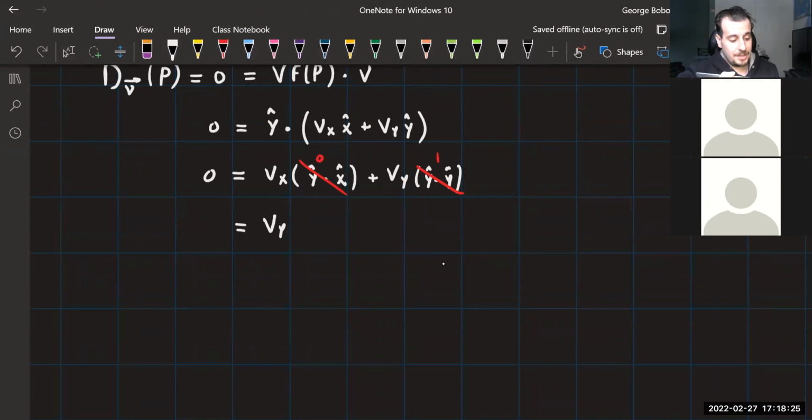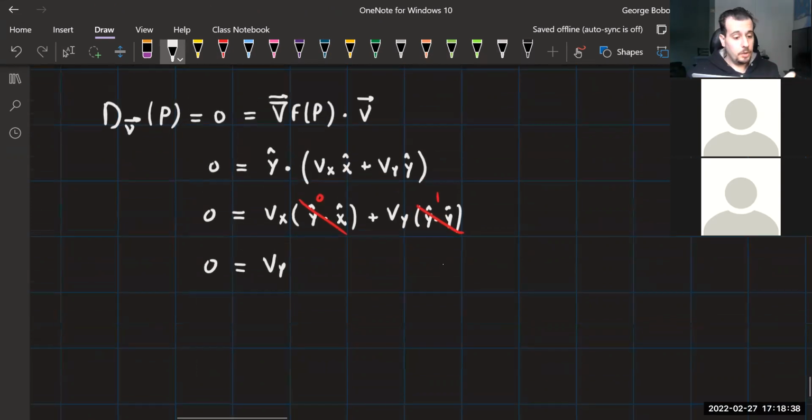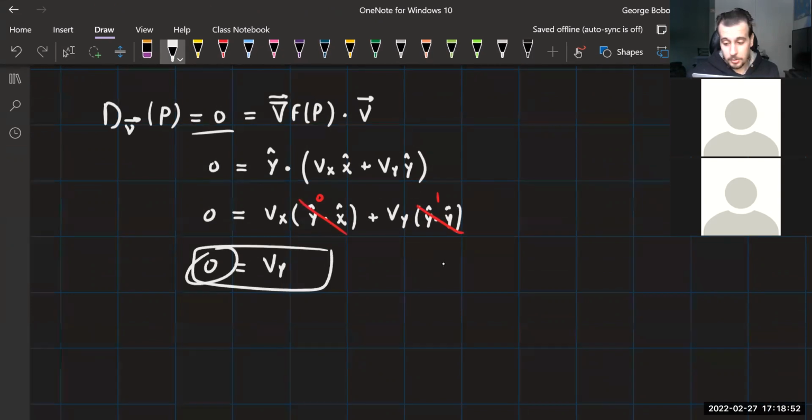There's only one thing you need to do here. How can I make this equation 0? By making the y component of my vector 0. That's what you see here. I hope you can see that you're telling me you want the directional derivative to be 0, right? So when I carry out the dot product here, I remain with vy on the right. And if I want the directional derivative to be 0, then this needs to be 0. That's all I need to do right now.